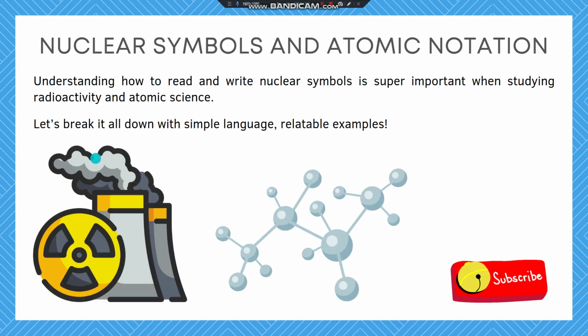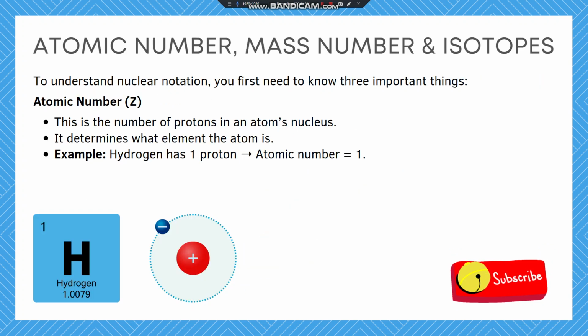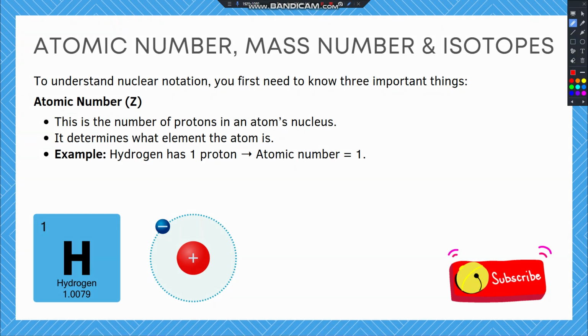Now we have the first one, which is the atomic number, mass number, and isotopes. So let's start with the first one, the atomic number. To understand nuclear notations, the symbols that they use, you first need to know three important things. The first one among them is the atomic number. The atomic number is represented by the capital letter Z. The atomic number is simply the number of protons that are contained in an atom's nucleus.